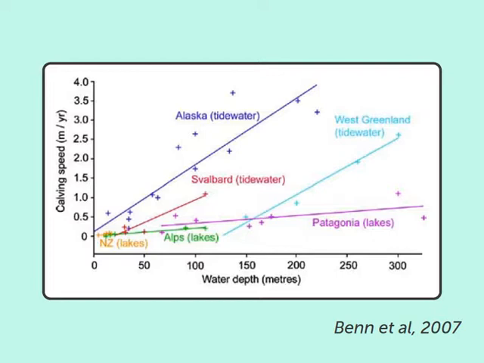What I think is interesting here is that there's a definite relationship with temperature. So calving rates are much higher in Alaska than they are in Svalbard, much higher in Svalbard than they are in Greenland, and also they're much higher in the tidewater systems than they are in the lake systems.